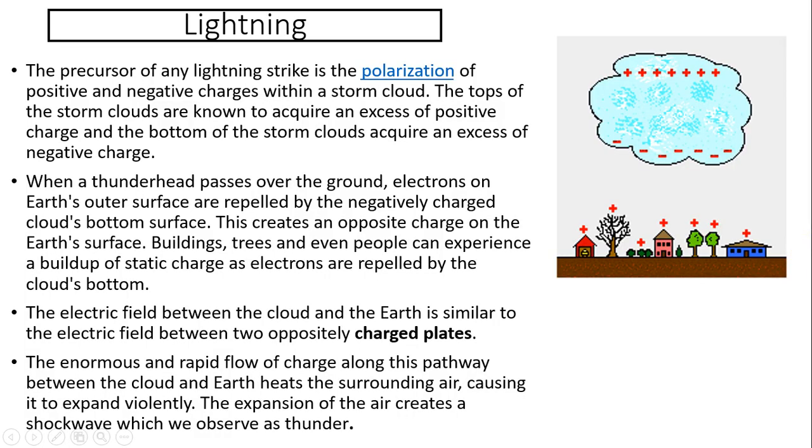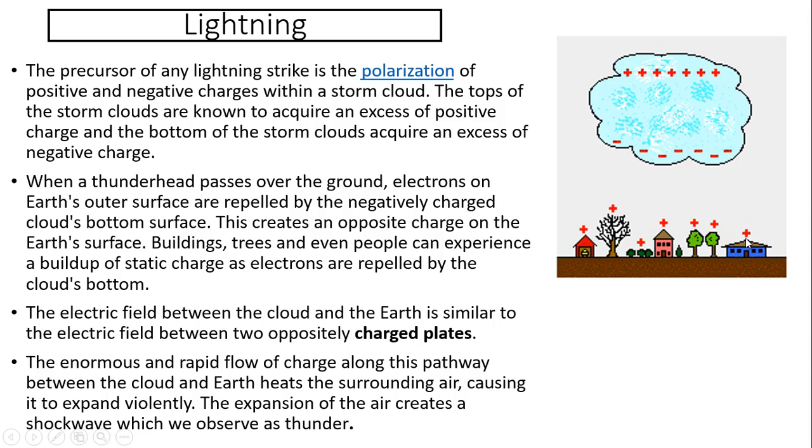Now let's talk about lightning. A precursor of any lightning strike is polarization of positive and negative charges within the storm cloud. On the top is positive, on the bottom is negative. When a thundercloud is passing over the ground, especially when it's low, this negative charge is going to push the negative charge in the ground farther down. So on the top of the surface, you'll have a positive charge.